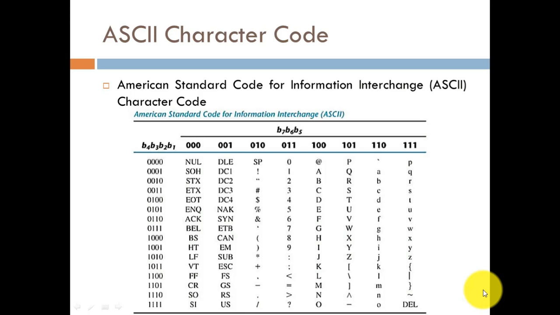So what this particular table is signifying is, if we have B7, B6, B5 as 000, and B4, B3, B2, B1 again all 0, then all 7 zeros are representing a null, whereas 000 and then 0001 is representing SOH, and 000 and 0010 is representing STX. So this table is signifying which different combinations of bits represent which particular alphabet or character.